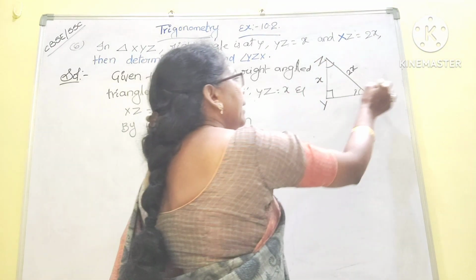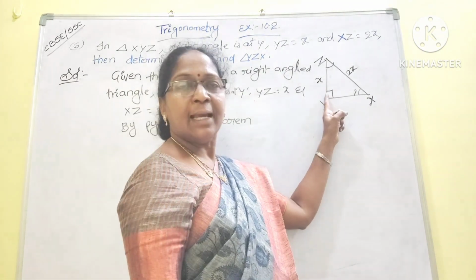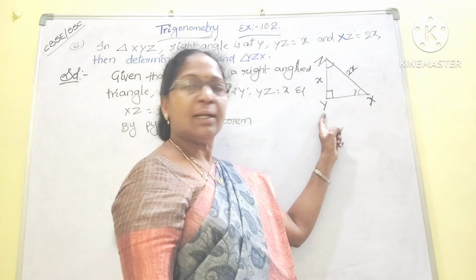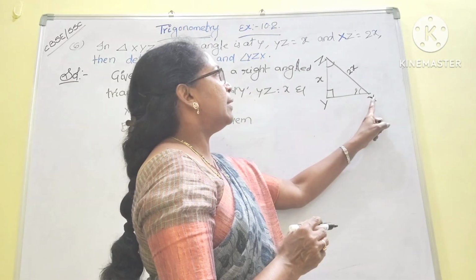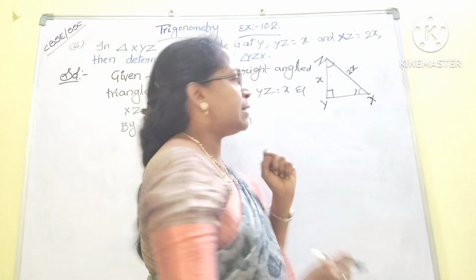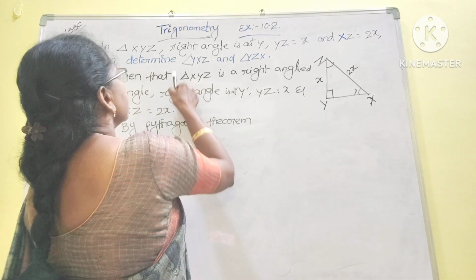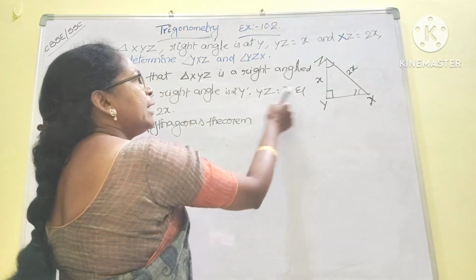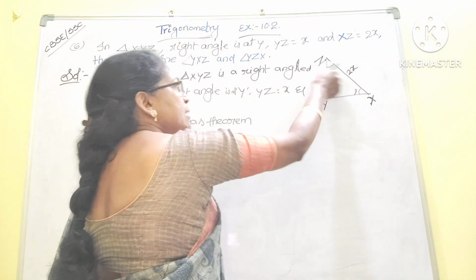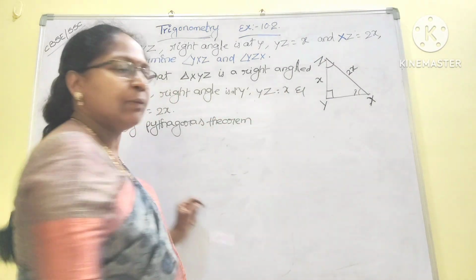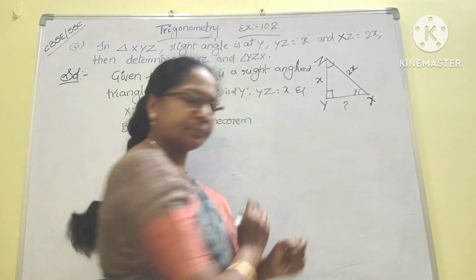First, draw that right angle triangle. In this right angle triangle, this is the right angle. At the right angle you have to write the letter Y, as already mentioned in the question. The remaining two letters are X and Z. Here, two lengths are given: YZ equals X as well as ZX or XZ equals 2X. Just write the values. And YX we don't know.